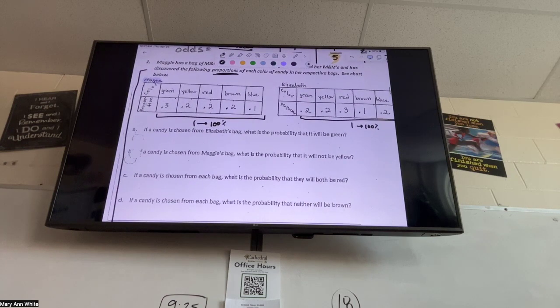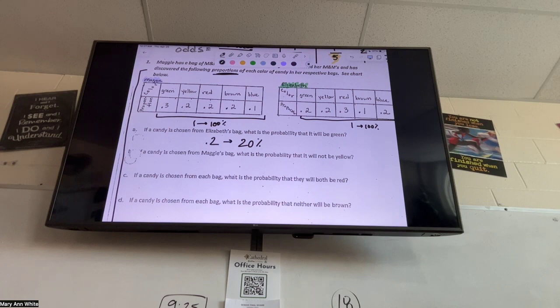So we're gonna look at each person's bag. Sometimes we're gonna choose from both, sometimes we're gonna just choose from one, and we're gonna see what the probability is that we get that M&M color. So if a candy is chosen from Elizabeth's bag, what's the probability that it will be green? If I go to Elizabeth's bag, 20%. It's gonna be just 0.2, which is that 20%. If I'm just looking at one, it's really easy, just read the chart.